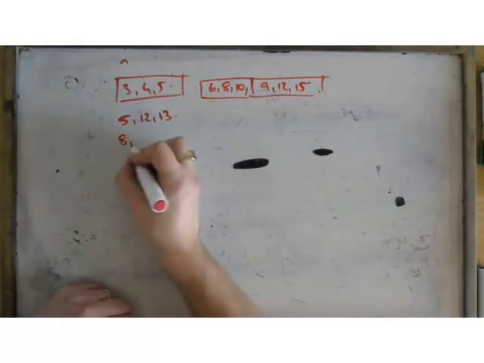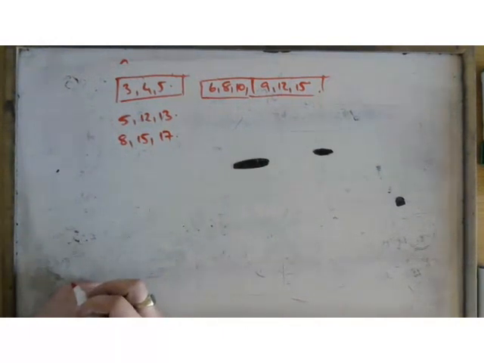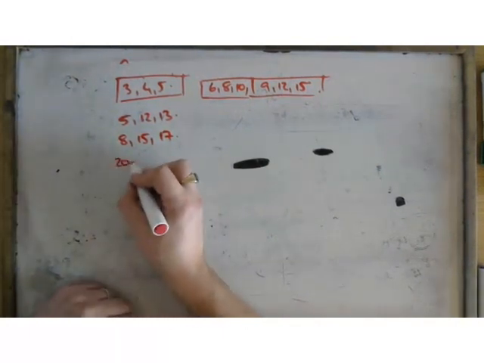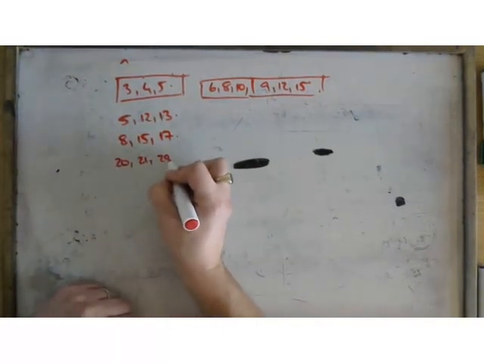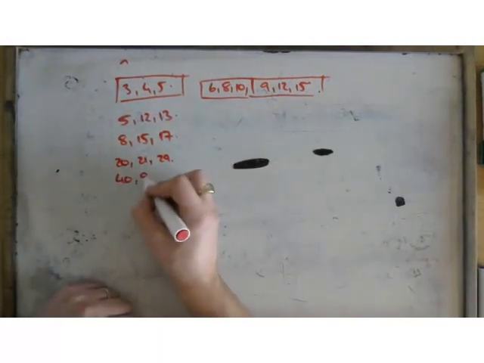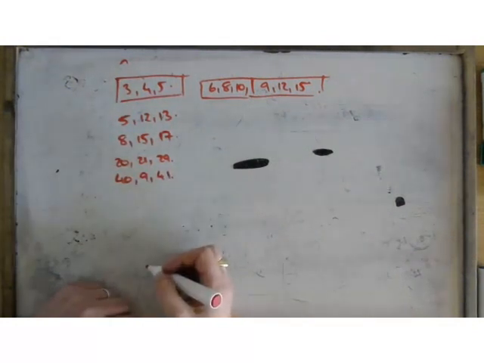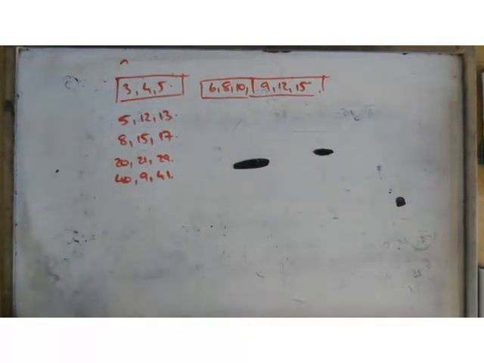The next one is 8, 15, 17. There's 20, 21, 29, I think. There's 40, 9, 41. And they're the main ones, okay? All multiples of those are also Pythagorean triples. And we'll just get to see them a lot.